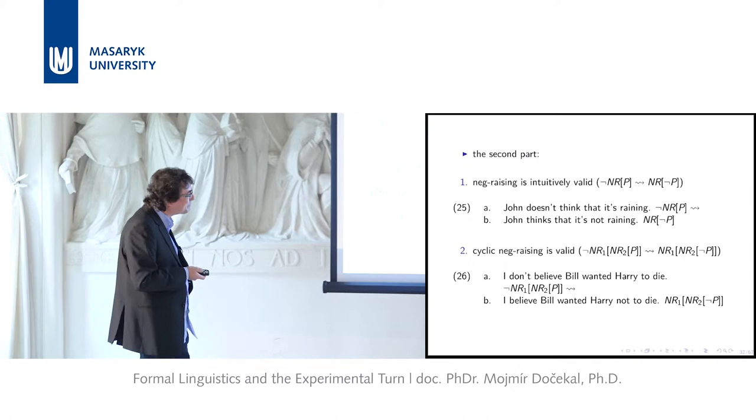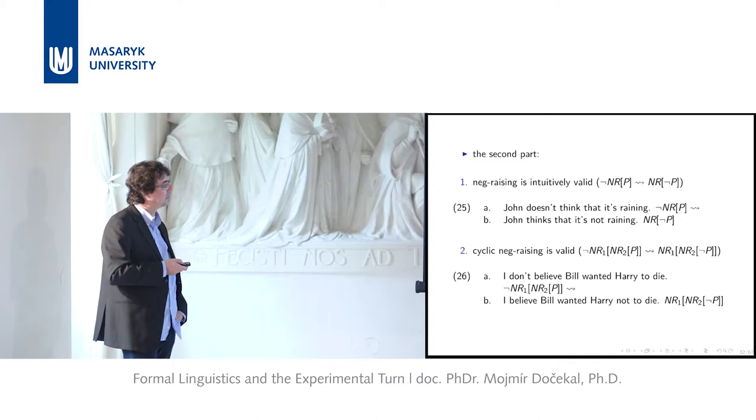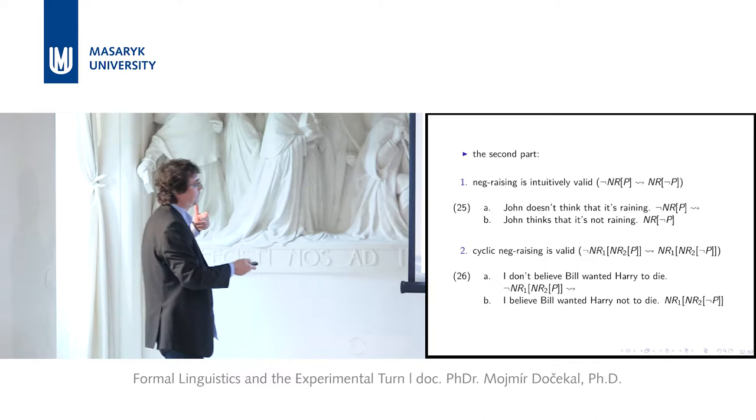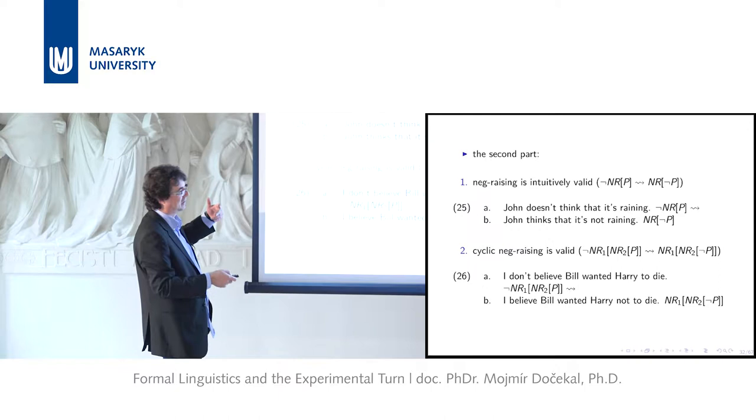And then we ask about something called cyclic negraising, which is again quite a normal test in the standard formal literature. So you have something like a stacking of negraisers. If I don't believe Bill wanted Harry to die, I maybe should believe that Bill wanted Harry not to die, which is a stack of one negraiser, belief and want, on top of each other. And if all goes well, you should get the negraising inference.